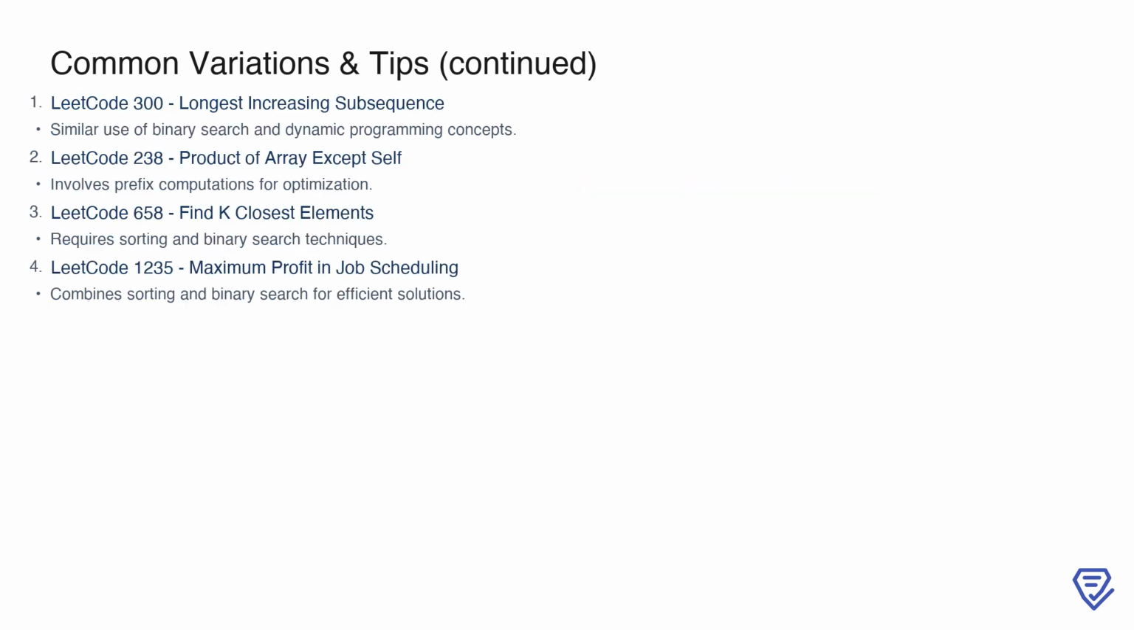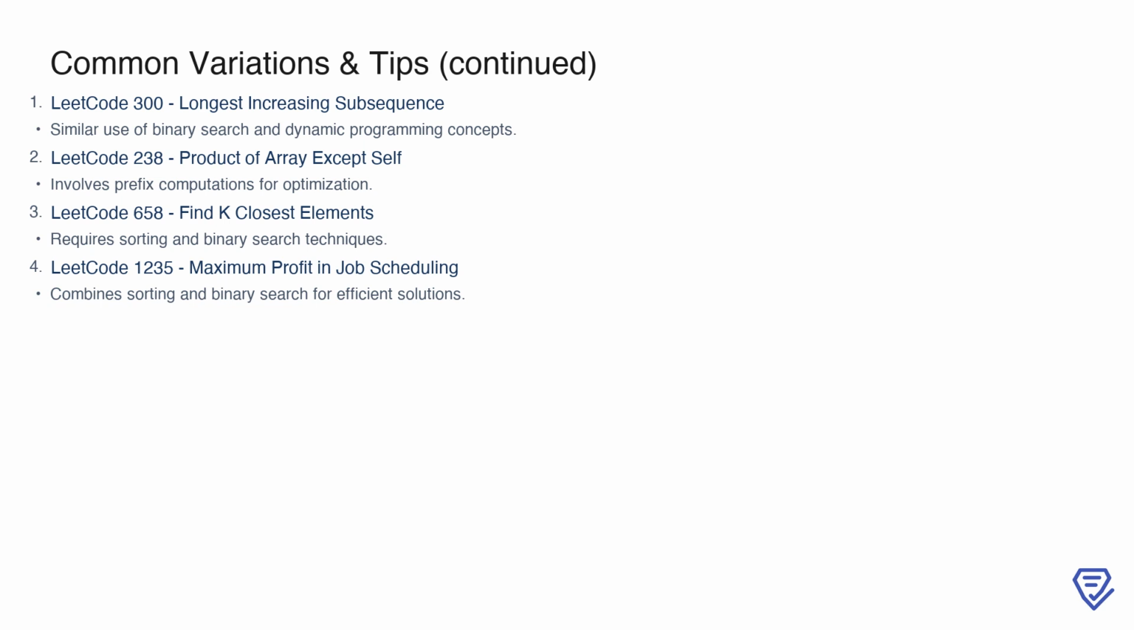This problem shares similarities with several other LeetCode challenges, making them great practice opportunities. For example, LeetCode 300, Longest Increasing Subsequence, features the use of binary search and dynamic programming concepts, which are also relevant here. LeetCode 238, Product of Array Except Self, involves optimization through prefix computations, a technique that can be adapted to this problem. LeetCode 658, Find K Closest Elements, relies heavily on sorting and binary search strategies, which align closely with the concepts we've discussed.